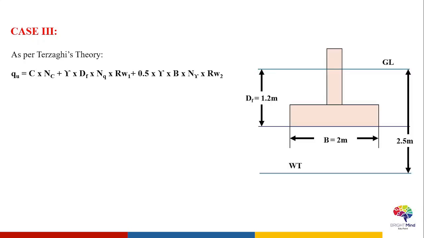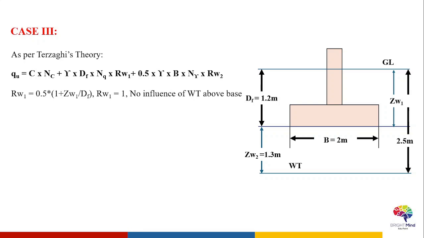So in this case, we can see the water table is 2.5 meter below the ground surface. So ZW1 and ZW2 value will be found out. Okay, then in this case again we can see, since the water table is below the base of the footing, there will be no effect on the soil above the base of the footing. So here also the value of RW1 will be taken as 1 because there will be no influence of the water table. But RW2 value, it will be found out.